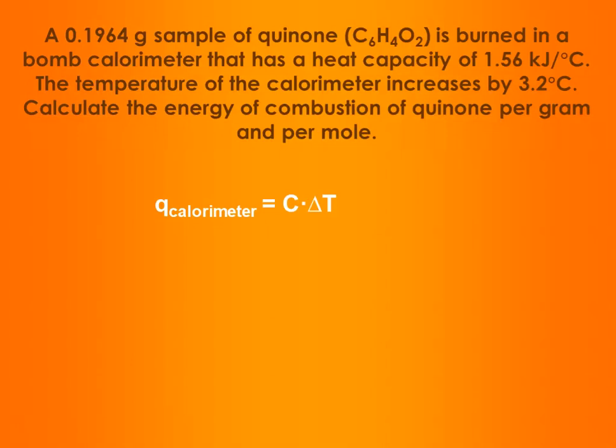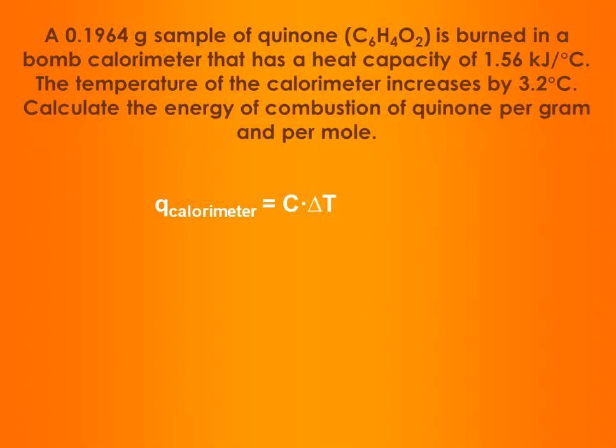So here we have 0.1964 grams of quinone was burned in a bomb calorimeter that had a heat capacity of 1.56 kilojoules for every degree Celsius. We're told the temperature of the calorimeter increased by 3.2 degrees Celsius, and we want to calculate the energy of combustion of quinone per gram and per mole. So the combustion energy is that enthalpy change, delta H, so we want to find the Q for our reaction.